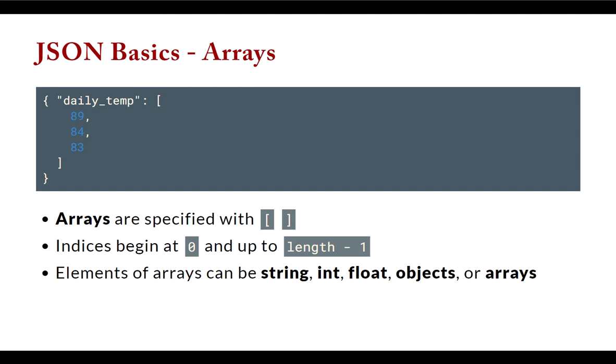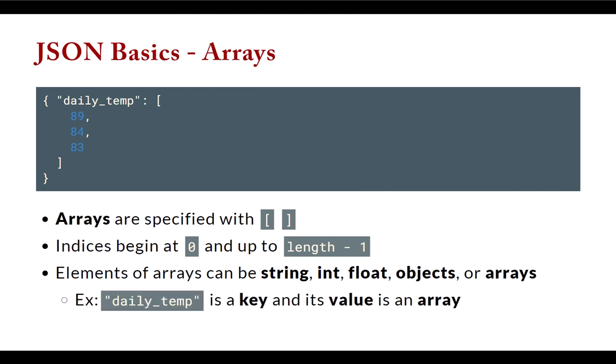So if we think about this, what we've got here is daily temp is the key, and its value is a JSON array because it's got square brackets. 89 is an int, and its value is stored at index 0. So this is just a brief overview of JSON, giving you a sense that it's a dictionary, it's a hash, it's got a key-value pair, it's a way of representing complicated data as a string, and we can then use it to send a large amount of information from our Argon to the cloud to our web service, and then get a response back in a convenient way.